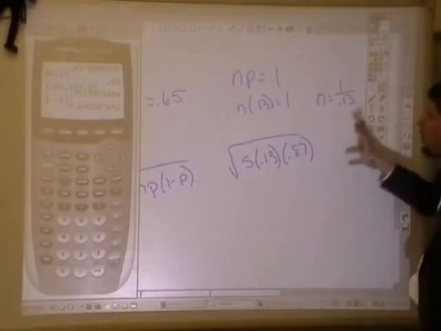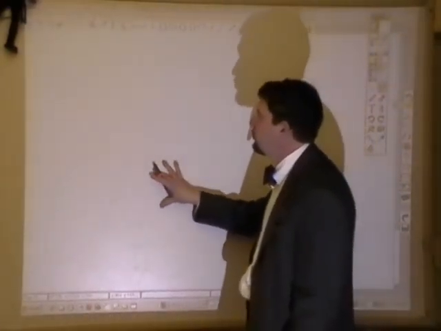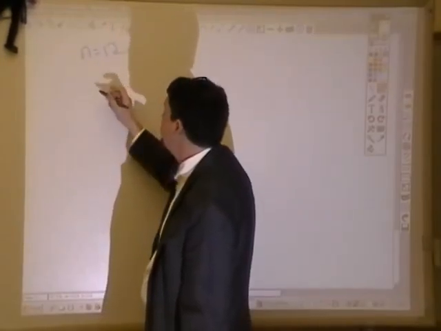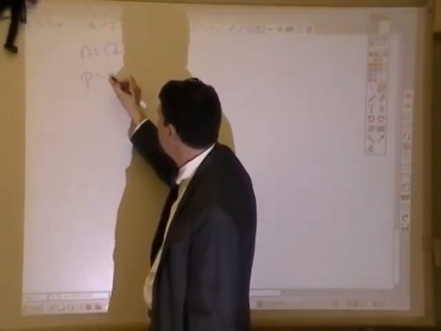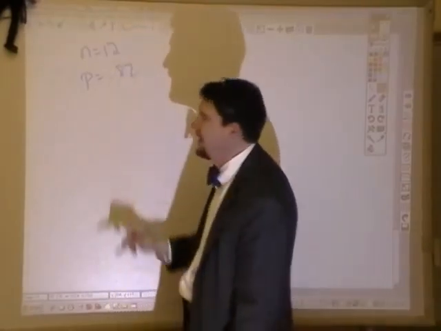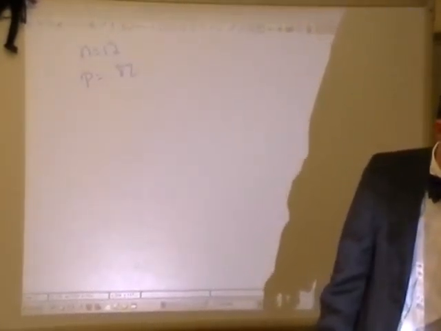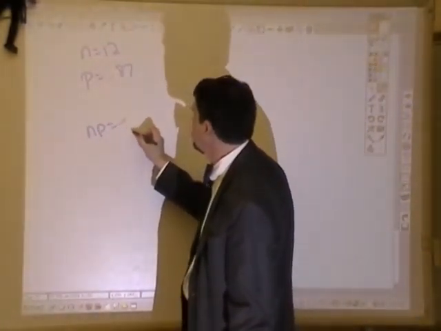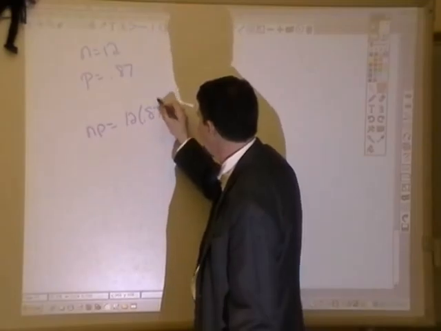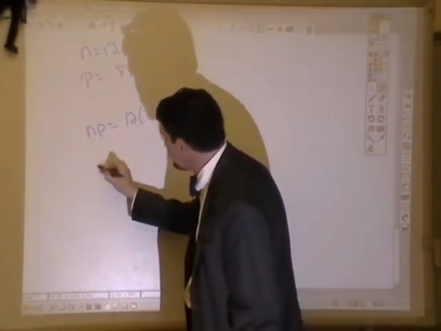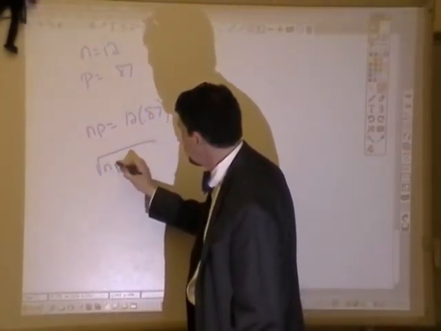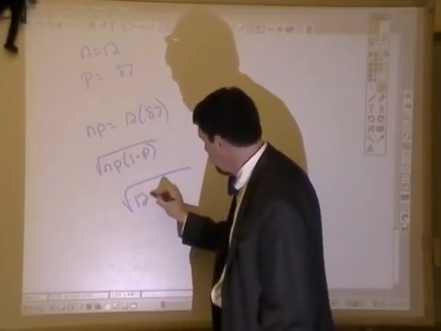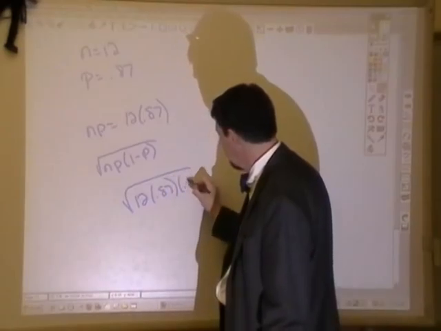Okay. So now what we've done is we've increased the sample size from 5 to 12. So n is going to be 12, and we're talking about right-handers. So the probability of success is now 0.87. Find the mean and standard deviation. Okay, mean is n times p, which would be 12 times 0.87. Standard deviation would be the square root of n times p times 1 minus p, which would be the square root of 12 times 0.87 times 0.13.